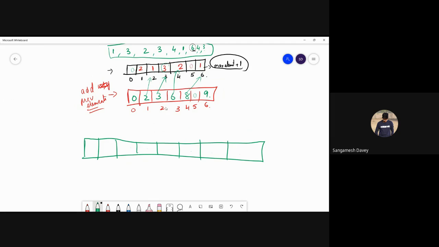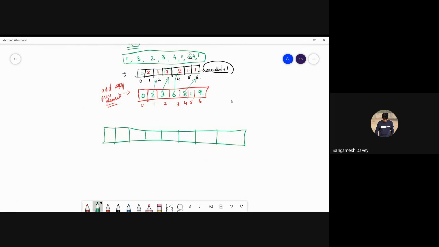Okay. Now, please pay very close attention. I'm just going to write down all these separately. 0, 2, 3, 6, 8, 0, 9. Okay. This 0 represents 0. This represents 1. This represents 2, 3, 4, 5, 6. Correct?